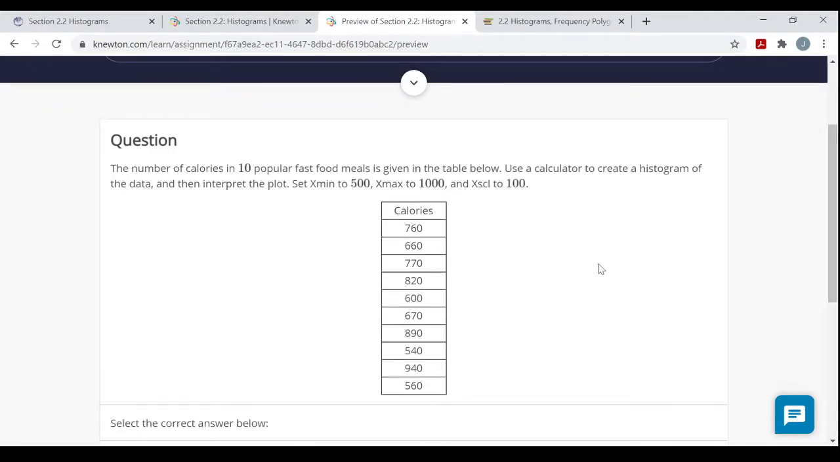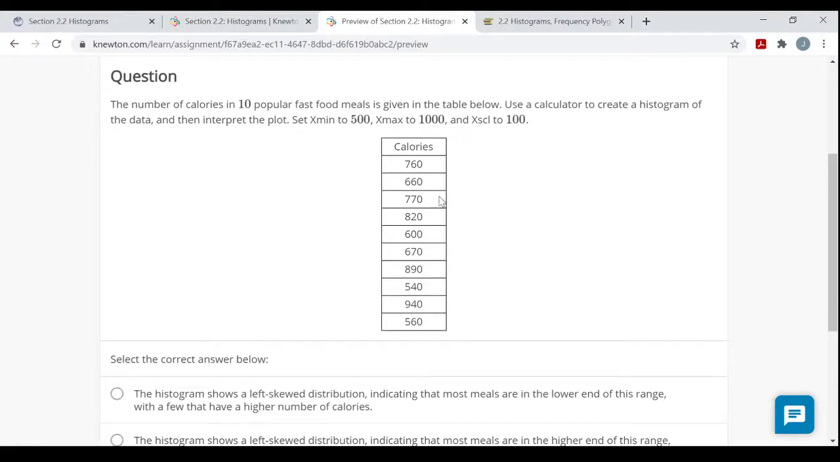All right, so this one, same thing. Use a calculator to create a histogram of the data and then interpret the plot. Now this one they're asking me to set X min to 500, X max to 1000, and X scale to 100. So I'm going to do that with this set of numbers and come back when I have it for you.